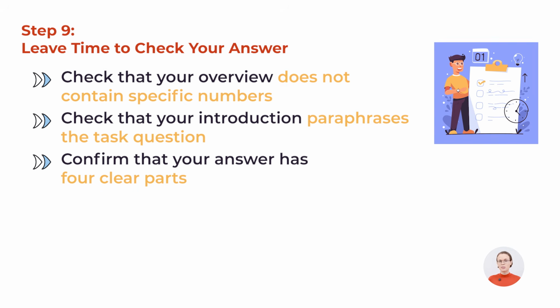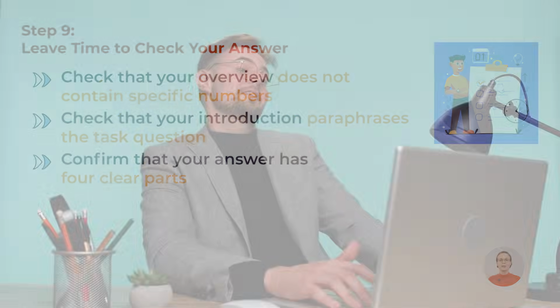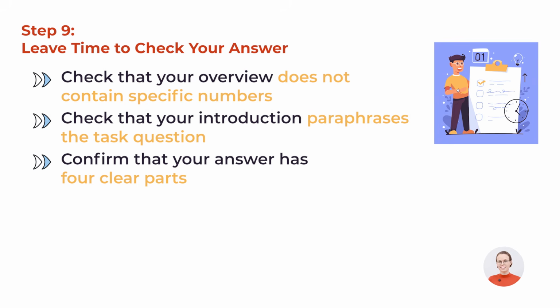A brief review at the end of Task 1 takes very little time. However, it can help you catch mistakes that might otherwise lower your score unnecessarily. Build this habit into your practice routine so that it becomes automatic. That's it. These are 9 steps for IELTS Academic Writing Task 1.